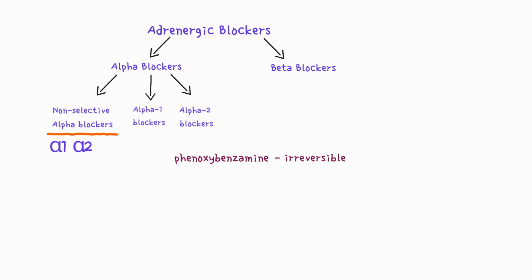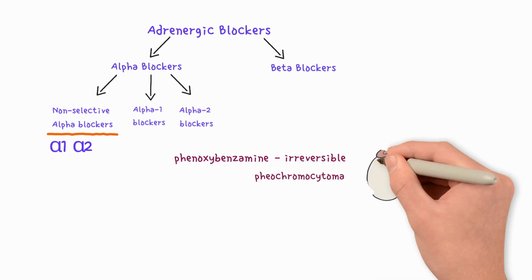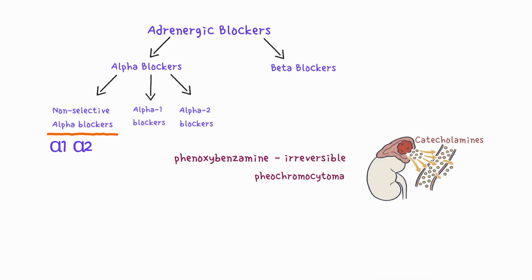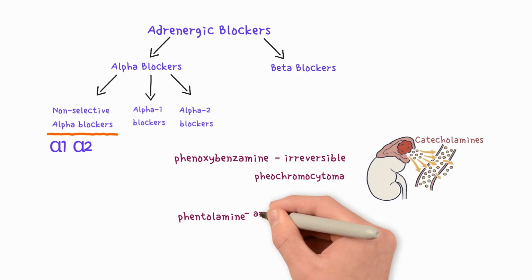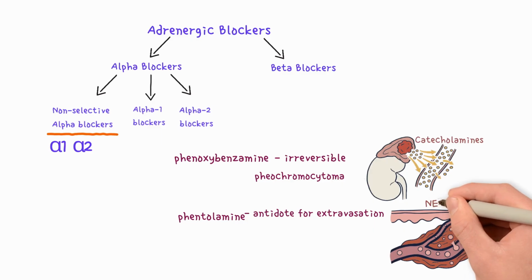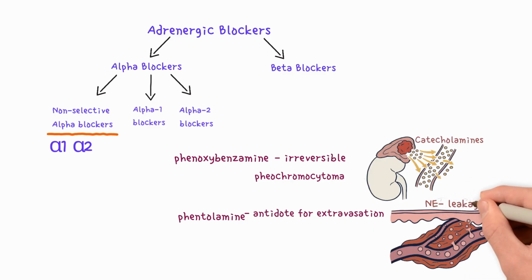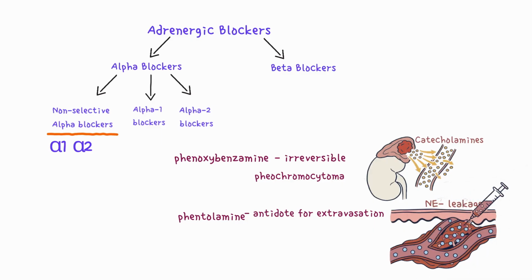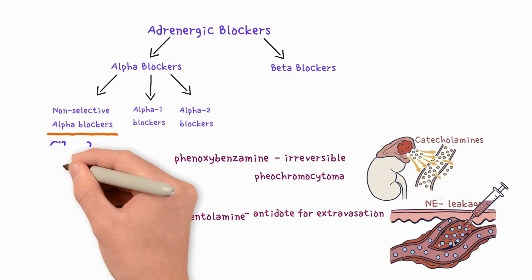This is why it is the standard for the preoperative management of pheochromocytoma. It prevents a massive sudden surge of adrenaline during surgery from overcoming the drug and causing a stroke. Phentolamine is a reversible competitive blocker. It is used as an antidote for extravasation. If a potent vasoconstrictor, like norepinephrine, leaks out of the vein into the skin, phentolamine is injected to force the vessels back open, preventing tissue death or necrosis.